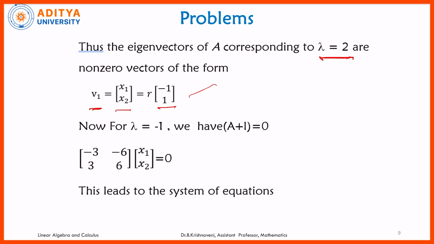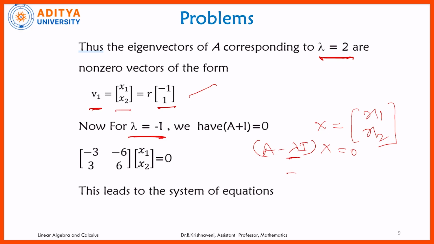Similarly, we need to find the eigenvector corresponding to lambda is equal to -1. Let x is equal to (x1, x2) be the eigenvector corresponding to the second eigenvalue, lambda is equal to -1. We know that the system is (A minus lambda I) of x is equal to 0. By taking lambda is equal to -1, this becomes (A plus I) of x is equal to 0. Performing A plus I, the matrix becomes -3, -6, 3, 6, and x is (x1, x2) equal to 0.